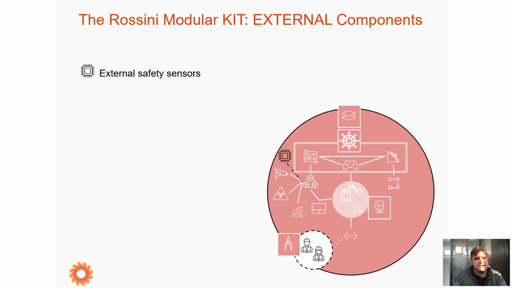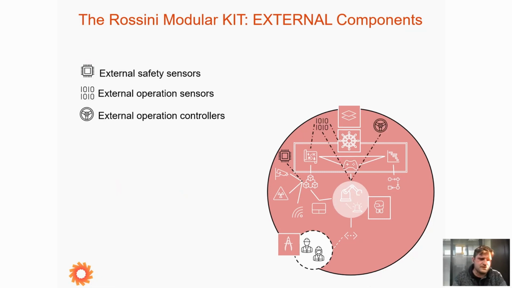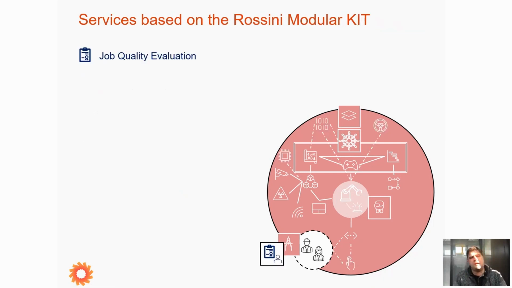Concerning the external components, instead, we have the possibility to integrate in the platform external safety sensors, external operation sensors, external operation controllers, and human-robot collaboration selected interfaces, namely HMI. And that means that within the Rossini project, we have defined or started to define possible interfaces for all these kinds of devices. And recalling the fact that we can have also services based on the ROSSINI Modular KIT.